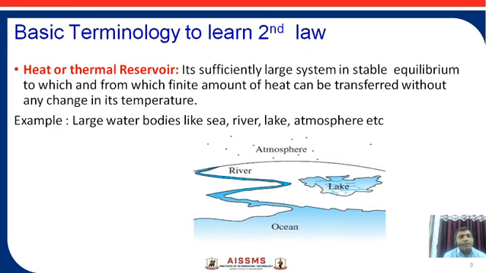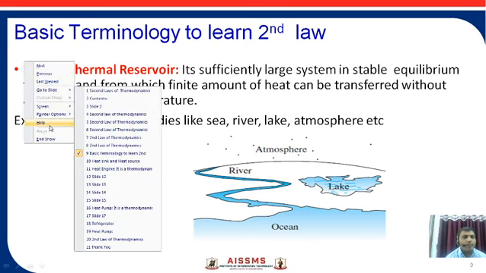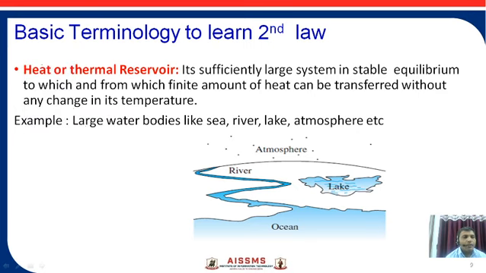So there are some basic terminologies required to learn the second law. The first one is the heat reservoir. A heat reservoir is a system which has an abundant, that is, infinite amount of energy. If you take a finite amount of energy from that system, there will not be any effect on that system. If you take a bucket of water from a river or ocean, there will not be any effect on the temperature or other properties of that ocean or river.